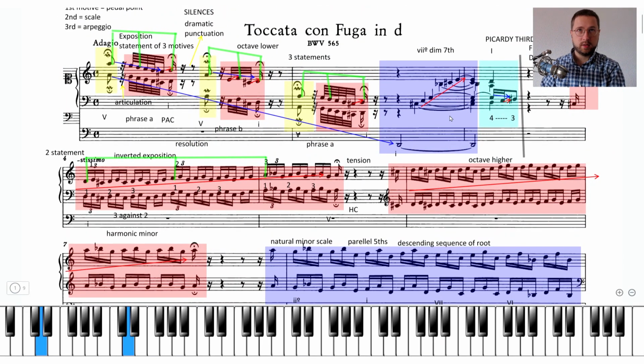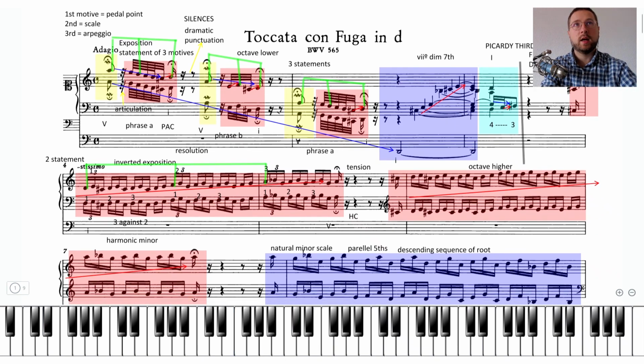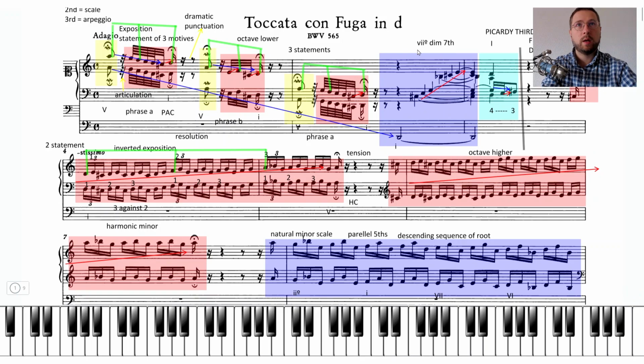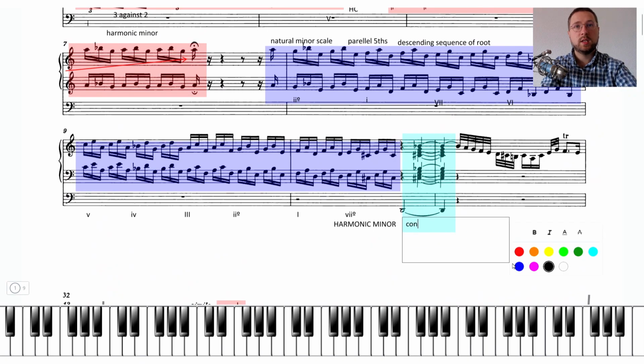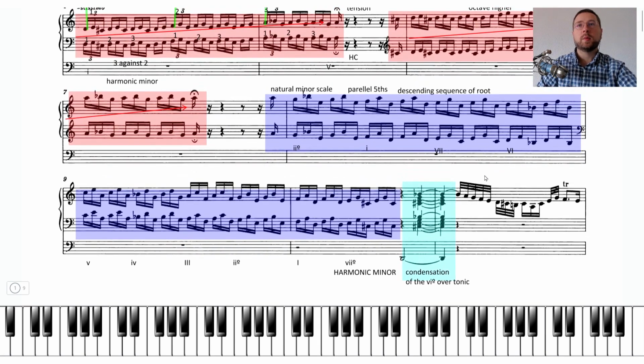So we have this diminished overtonic, right? The dissonance that was happening here is not from the diminished chord itself, but from the fact that it's overtonic, right? So that's creating a very unique sonority. And here, if you look at what happens, it is a condensation of the diminished seventh of the overtonic, right? So it's very related to that passage.